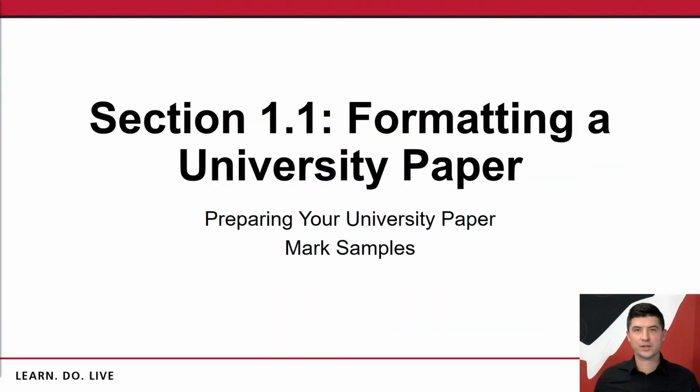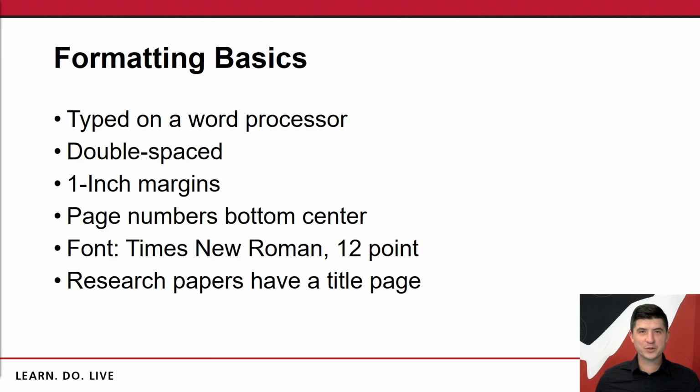In this section, I want to talk to you about formatting your university paper. Let's start with the basics. Most university research papers, or papers in general, will have the following characteristics. Number one, they should be typed on a word processor, such as Microsoft Word. They should be double-spaced. They should have 1-inch margins all the way around. Page numbers should be present. I prefer them in the bottom center. The font should be Times New Roman, and it should be 12 point. The ink should be black, and research papers or larger papers should have a title page.